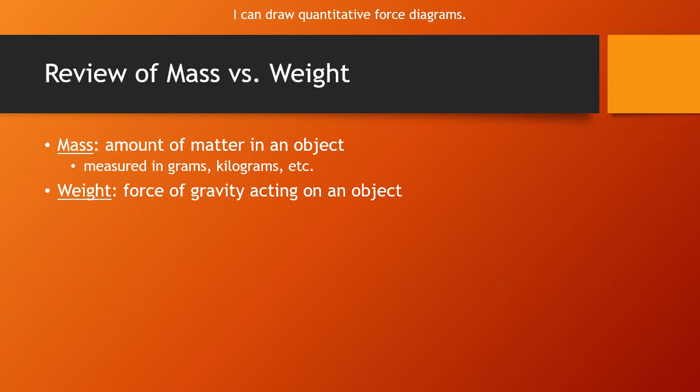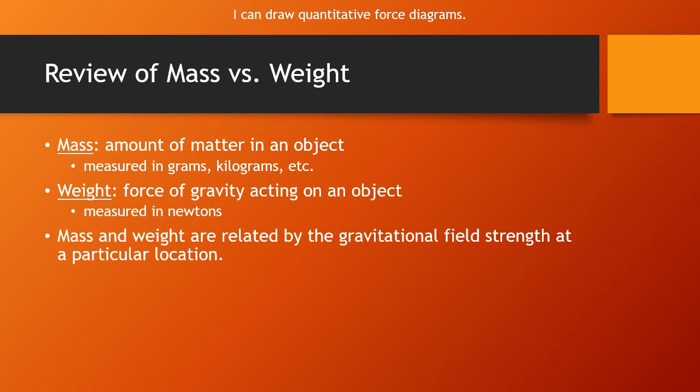Weight, we know, is the force of gravity acting on an object, and that is measured in newtons. At least in science, that's what we like to use, the metric system. Another unit that we're all familiar with would be the unit pound, because pounds and newtons are both units of force. And then recall that these two things, mass and weight, are related by the gravitational field strength at a particular location.